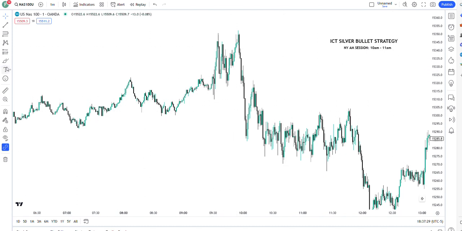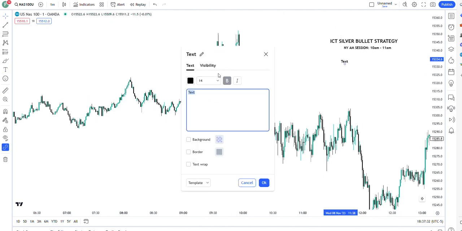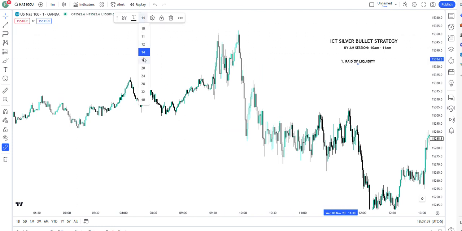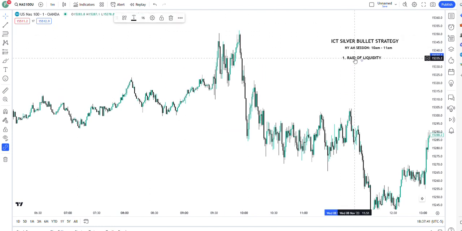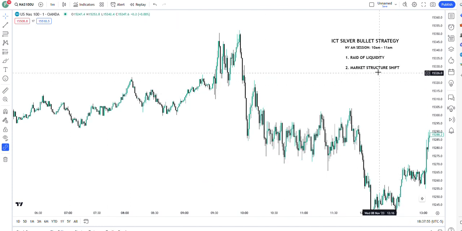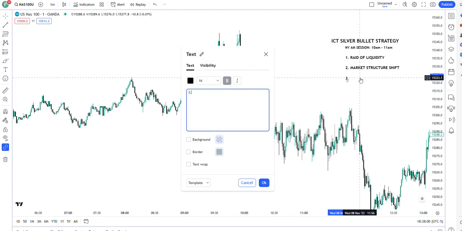So three things that you need for the silver bullet. You need a raid of liquidity. That's the first thing. Think of liquidity like taking out swing highs, swing lows. Liquidity rests at old swing highs and old swing lows. So we need a raid of liquidity. Then we need a market structure shift. So it's technically a three-step process. So we need to take out liquidity. We need a market structure shift. And then we need an entry from a fair value gap.